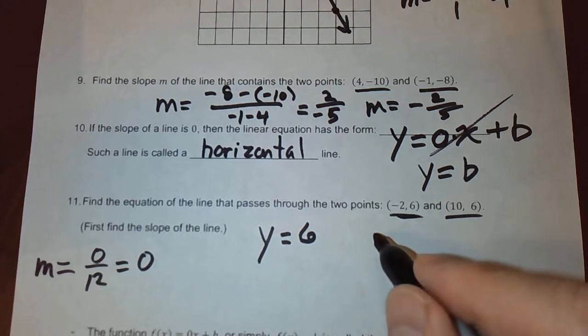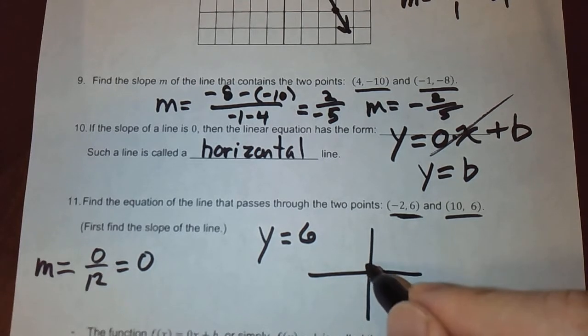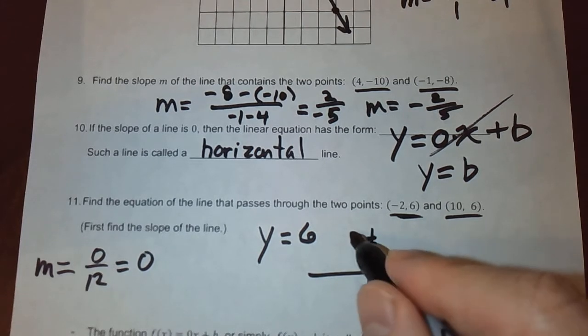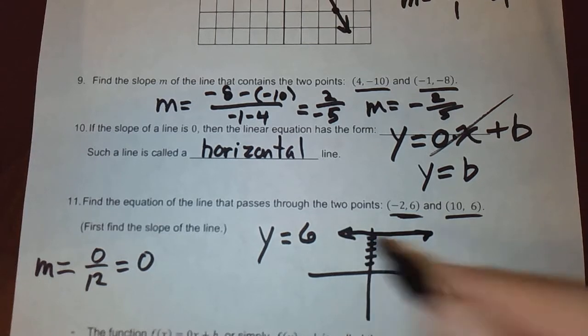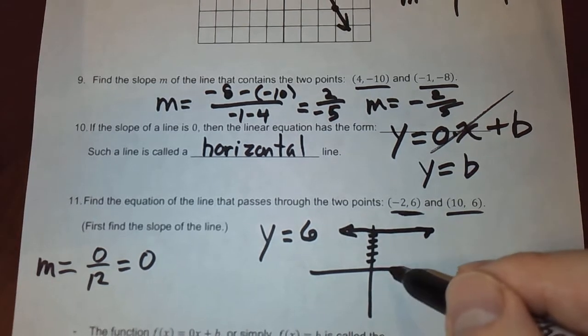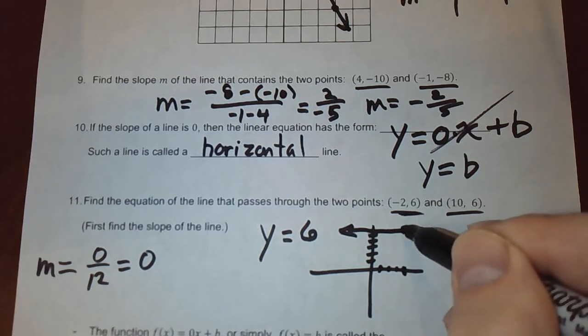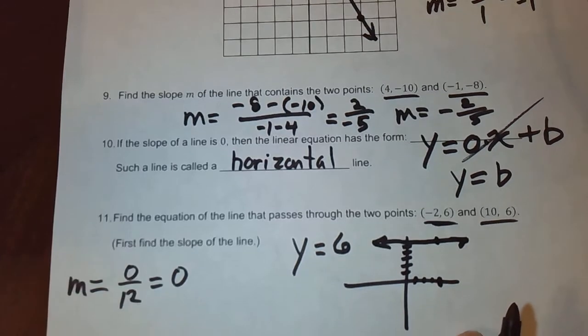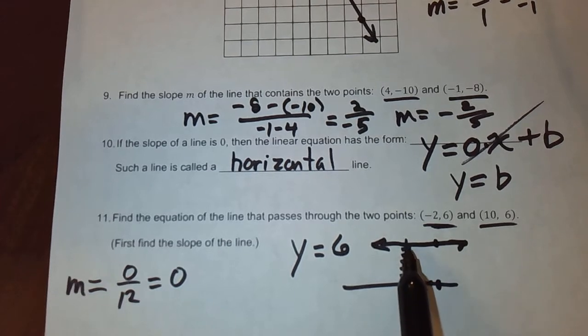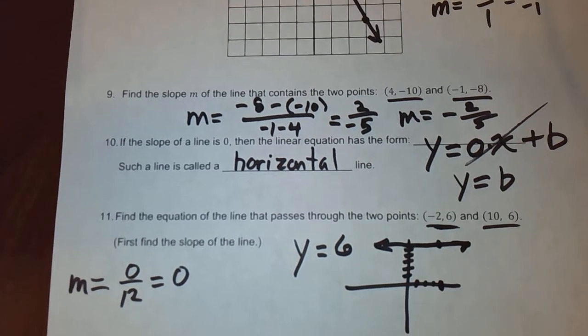We make a little graph of it. 1, 2, 3, 4, 5, 6. So at every point for x, the height of the function is 6. And notice that the y-intercept, the b, is actually 6.